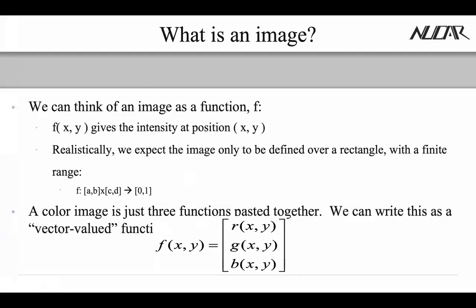Basically we can think of it as a function f. So f of x and y gives the intensity at the point, and we have this grid, and we expect the image to be defined over a rectangle with a finite range. So we have this xy matrix, and each point in that matrix represents a certain intensity. For black and white, you have a single matrix. That's called a grayscale image, where every value in the matrix varies from 0 to 255. The 0 to 255 is basically the range of intensity.